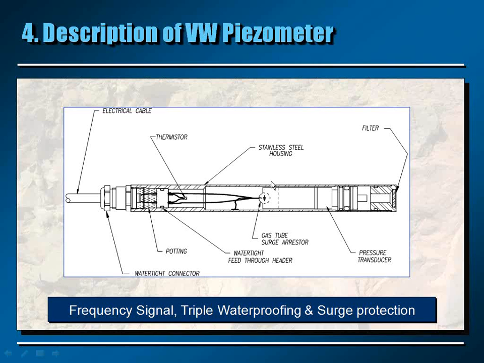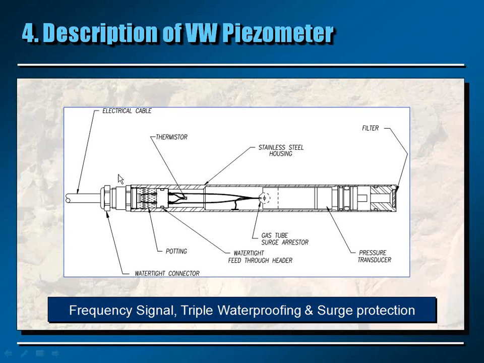Then you can see on that drawing that there's a gas tube surge arrestor. This is for giving some protection against electrical surge. What is important to know is that one important threat to these sensors is lightning. So we try to give some protection, which is why you can see a surge arrestor there.